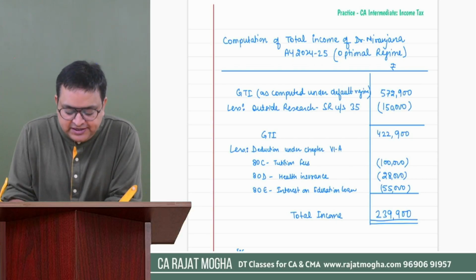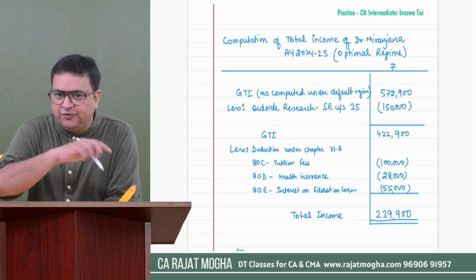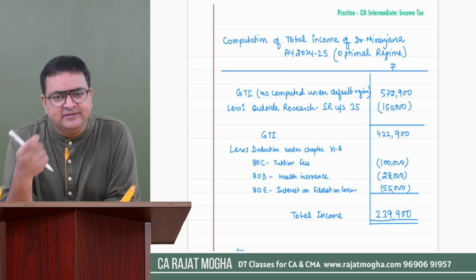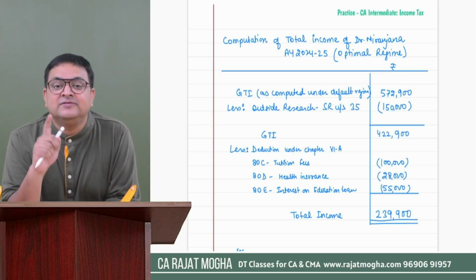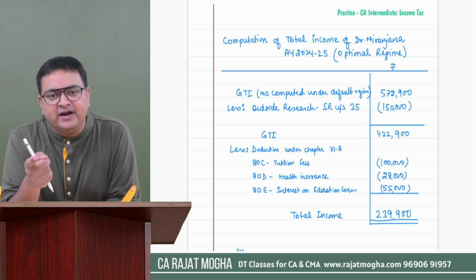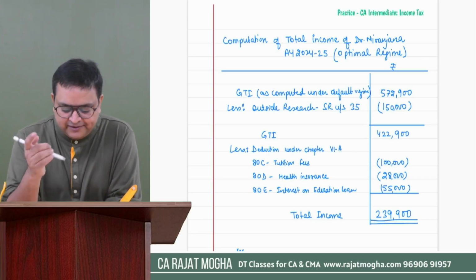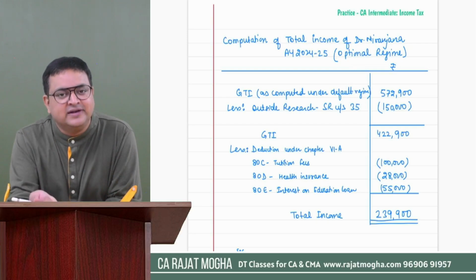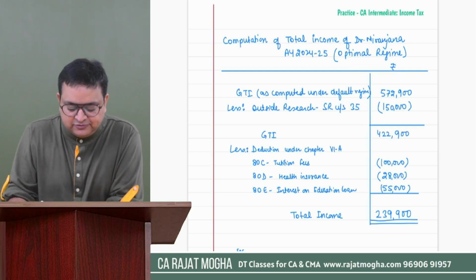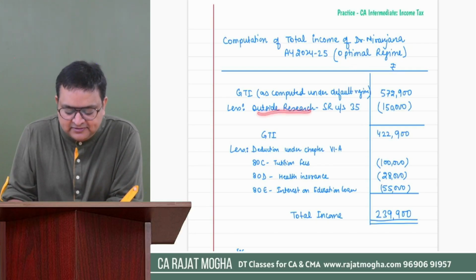So just write your GTI, whatever it was as per the default tax regime, and make certain adjustments if there is any difference in your calculation. There is only one difference, which is related to outside research, scientific research expenses, correct? It was not allowed under the default tax regime, but it is allowed under the optional tax regime. So we'll subtract it simply. So we have subtracted outside research expense 150.